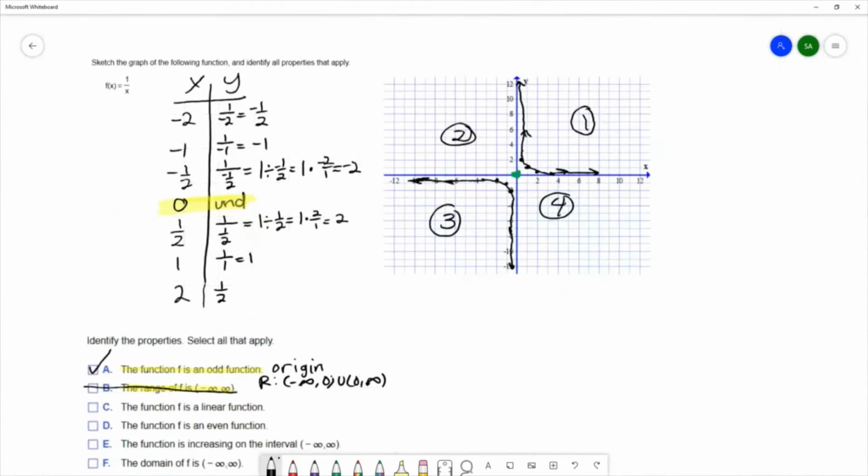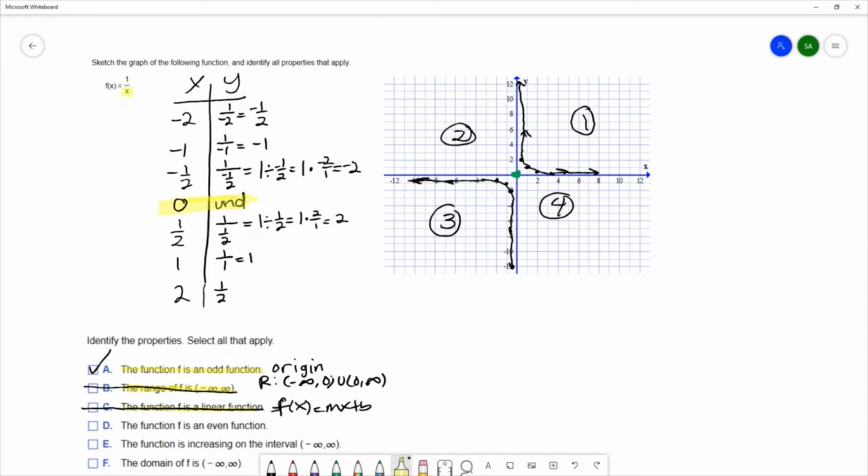The next property says the function is a linear function. And for the function to be linear, we need the function to be in the form f of x equals mx plus b. So because our variable in this function is in the denominator, that makes it a rational function instead of a linear function. And so we would not select that property.